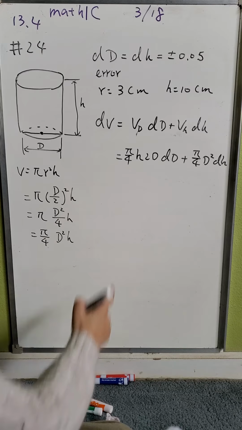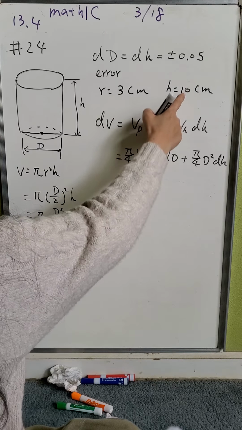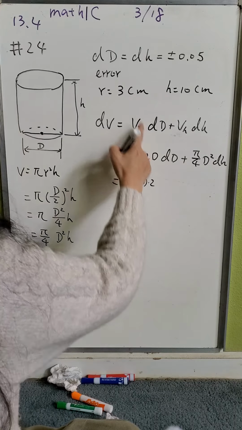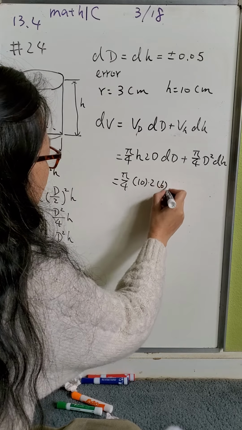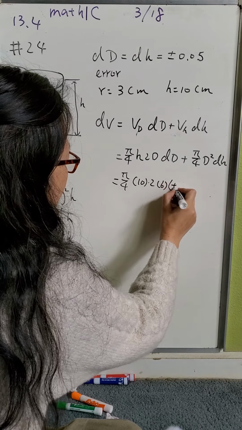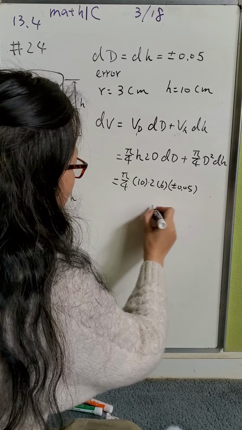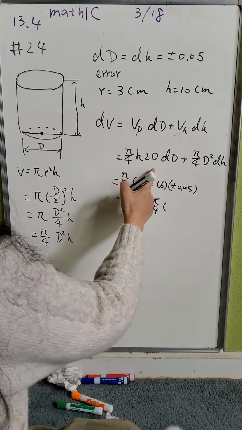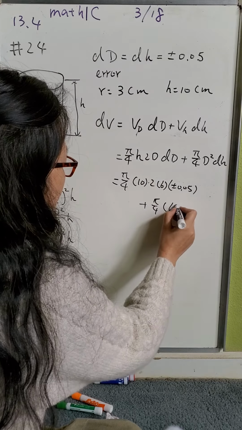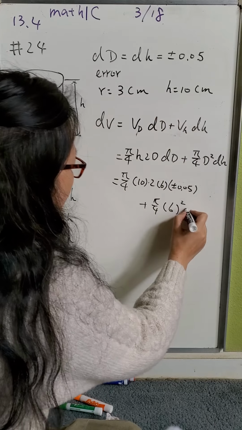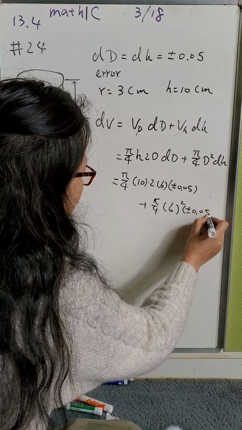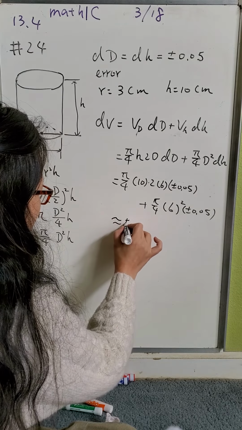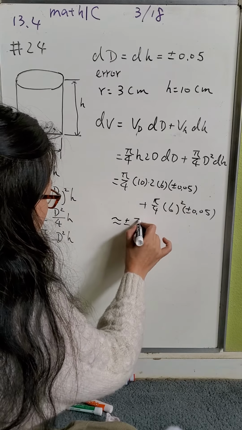And now we're going to put the numbers inside. Your H is equal to 10, down by 2. Your D is equal to 6. And DT equal to plus minus 0.05. And then add 2. So I'm going to put it down here. Power 4. Your D is equal to 6 squared. DH also equal to plus minus 0.05. And after you simplify it, okay, this is approximately plus minus 7.8.